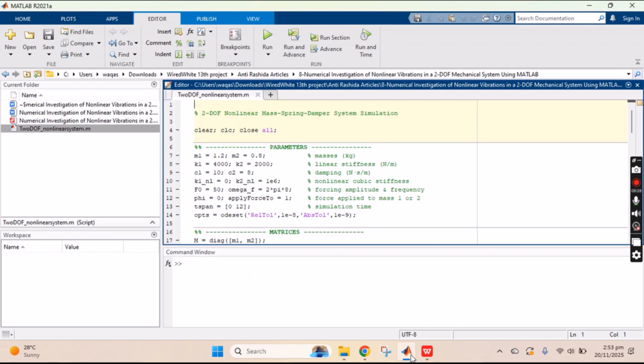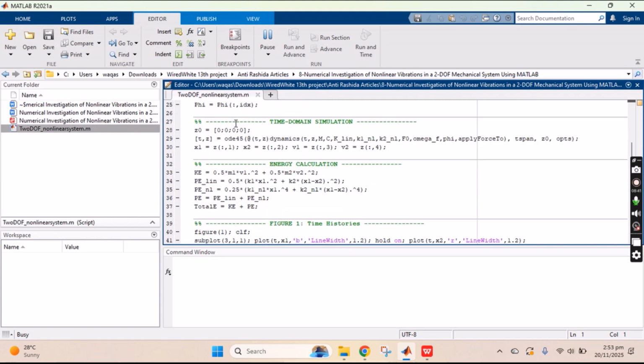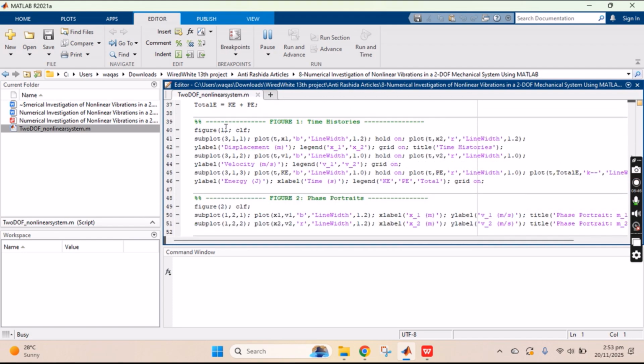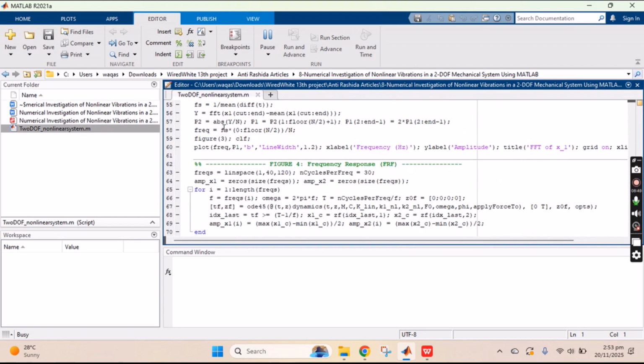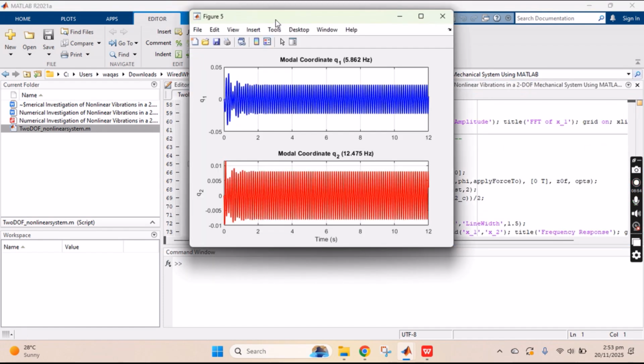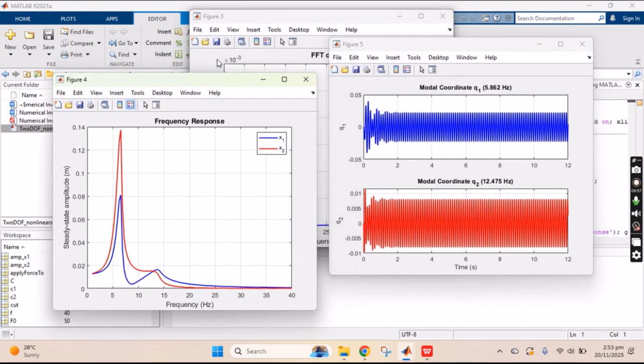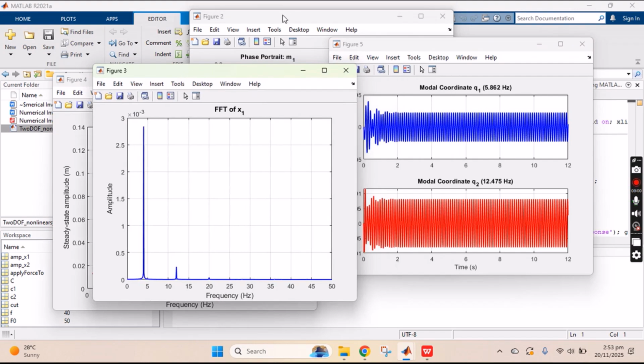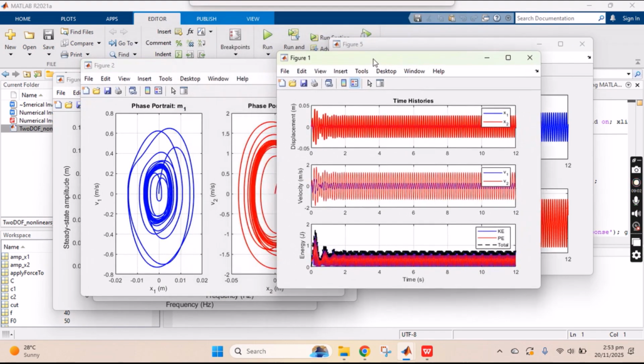Okay, so let me open it. Yes, this is the MATLAB demonstration. First of all, I need to run the whole system and we will get the output results according to the time domain simulation, with the frequency domain, the energy calculation, and the histogram of FFT and FRF as well. See, these are the output results which I have explained in the article as well. Just check it and you will get the output results.